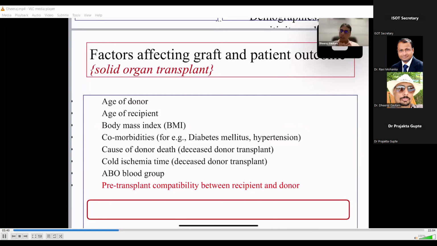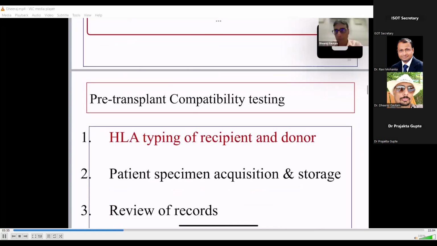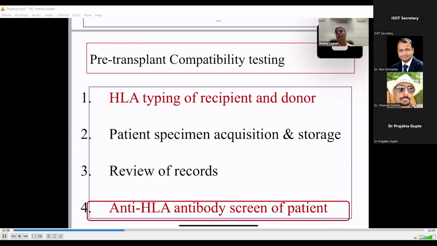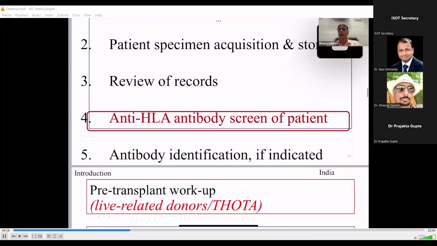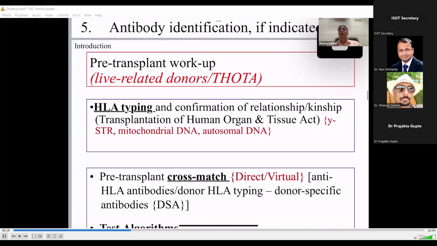What is the ABO blood group and pre-transplant compatibility between the recipient and the donor? So what is pre-transplant compatibility testing? It is HLA typing of the recipient and the donor. We acquire the patient specimen, then store it, and review the report, with anti-HLA antibody screening of the patient, and antibody identification if indicated. So what is the pre-transplant workup?